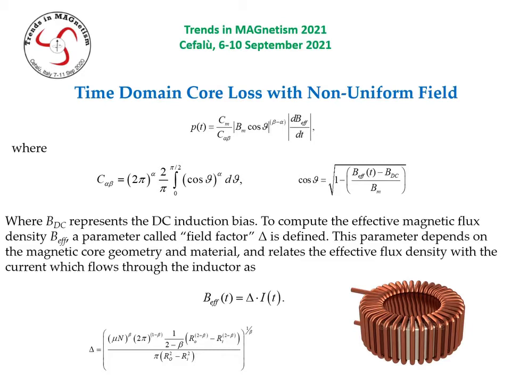In particular, this can be done using the field factor delta, which allows mapping the current flowing through the inductor into the effective magnetic flux density, which takes into account also the non-uniformity of the magnetic induction inside the core. In particular, on the bottom, you can see the equation which is valid for the toroid inductor, which has been studied in this paper.